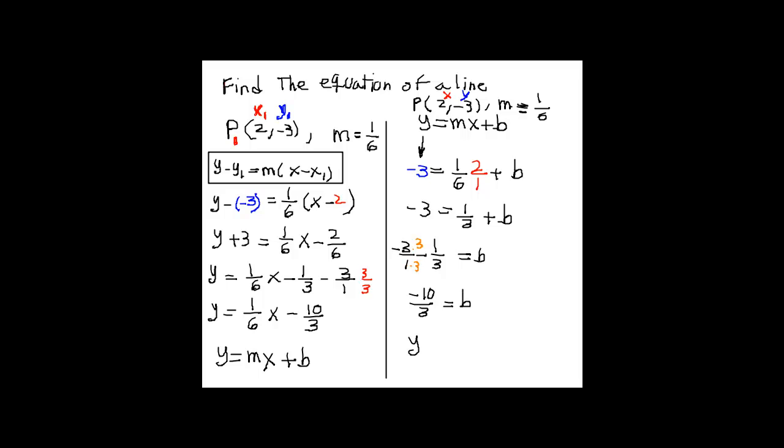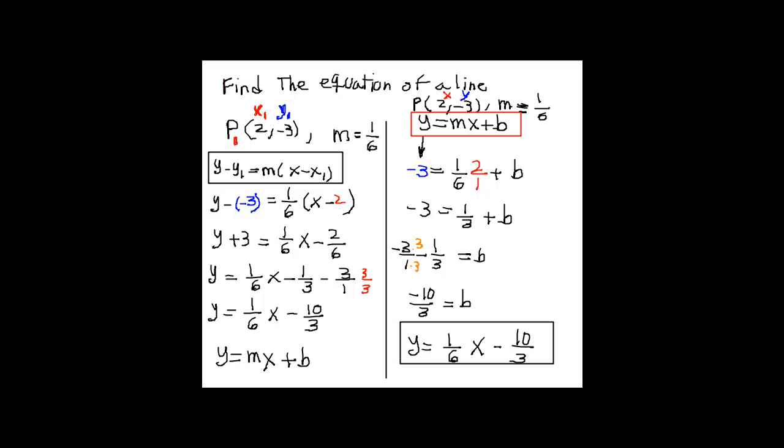Again, y is equal to mx plus b, m is 1/6, and the y-intercept would be -10/3. So you see, you get the same exact answer using the slope-intercept formula, and I like this method. I think it's a little easier, less work. So you can use either of these two formulas to solve for the equation of the line.